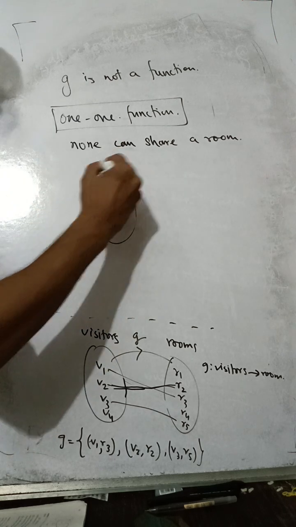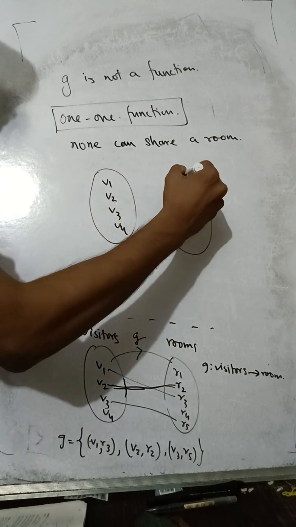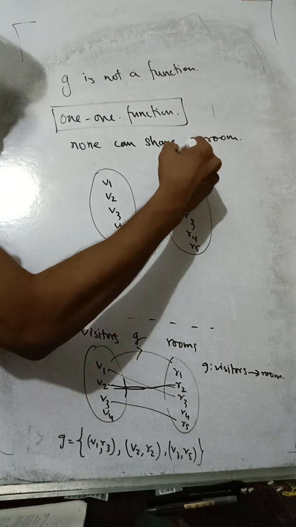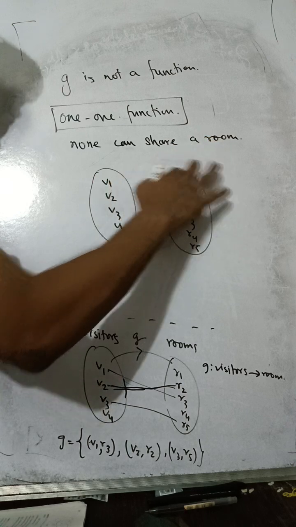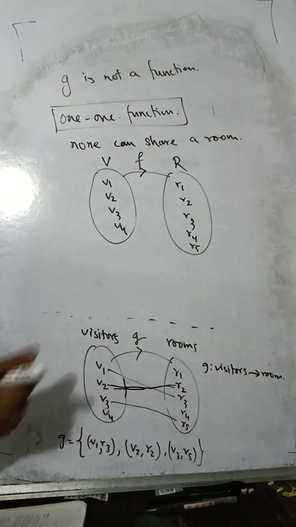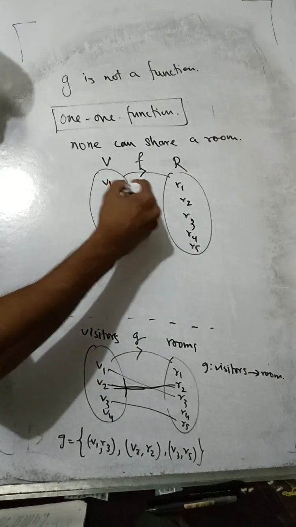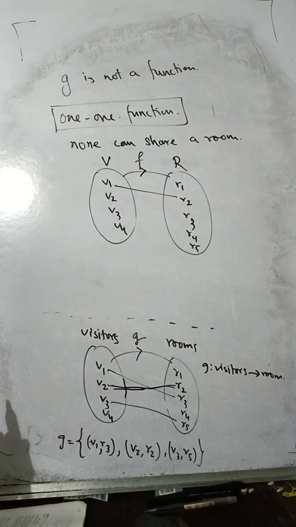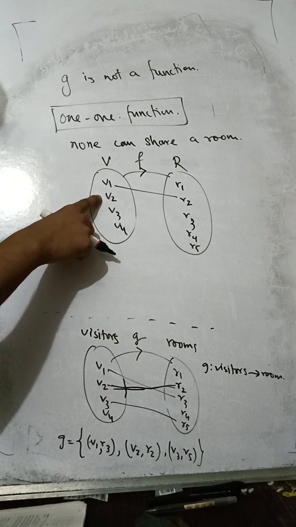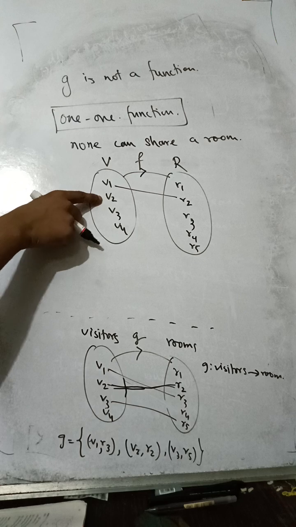So suppose you have V1, V2, V3, V4, and you have room 1, room 2, room 3, room 4, room 5. This is a set of rooms. Let me just put an R for rooms and V for visitors. Let this be the function. So if this has to be a one-one function, then V1 can move into any one of these. First of all, let us say R2. V1 is moving into R2. Nice. Now V2 can move into any of the rooms except R2. V2 cannot move into R2.